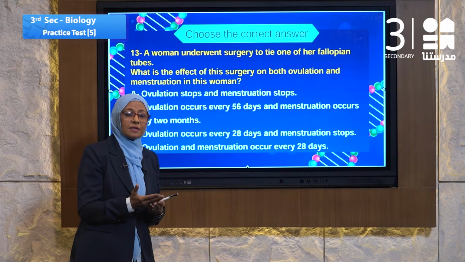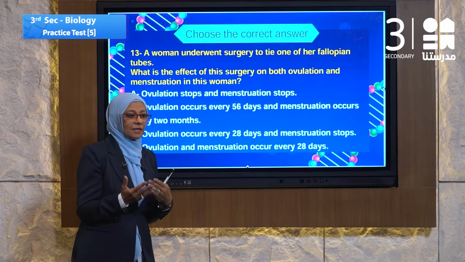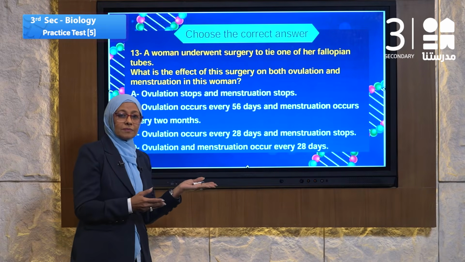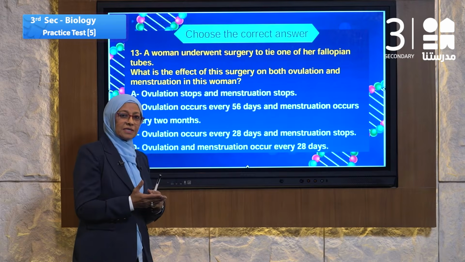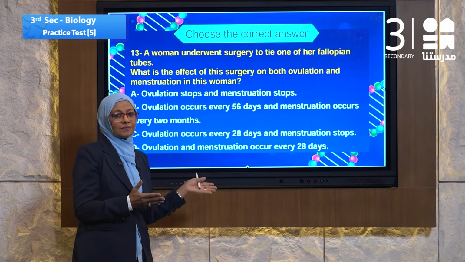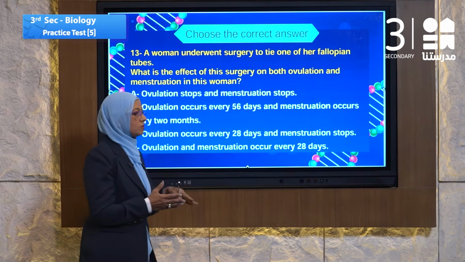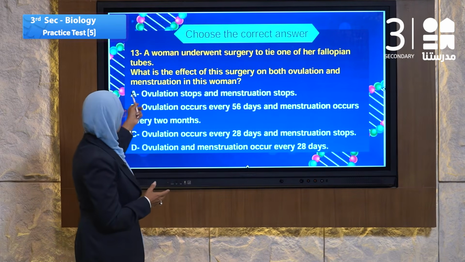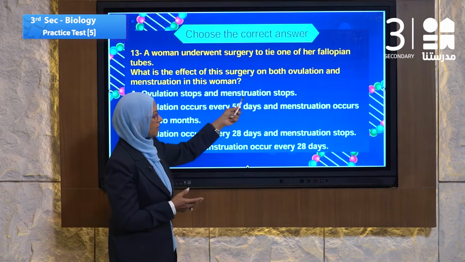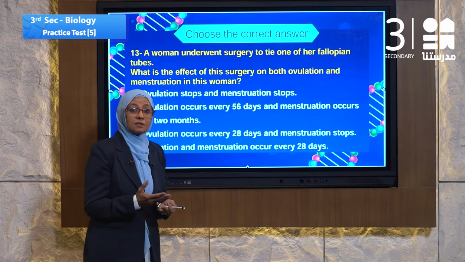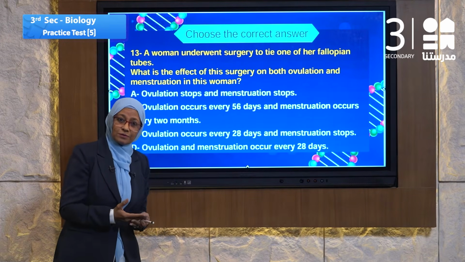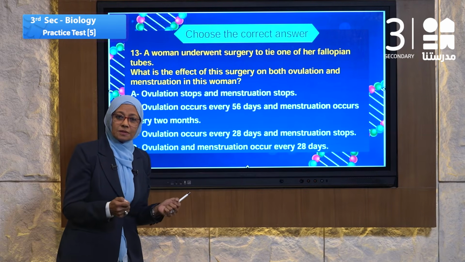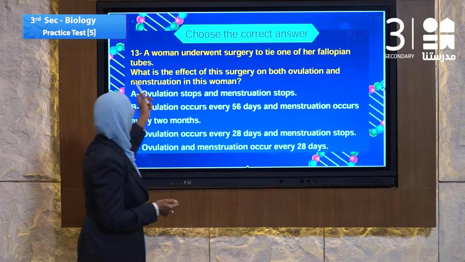They make ovum monthly, with one ovary working and the other not. So it works one month and rests the other 28 days. Each one does that. So it makes ovulation, and the menstruation in this woman. Menstruation is done because the hormones are found. So tying the fallopian tube doesn't affect ovulation or menstruation.